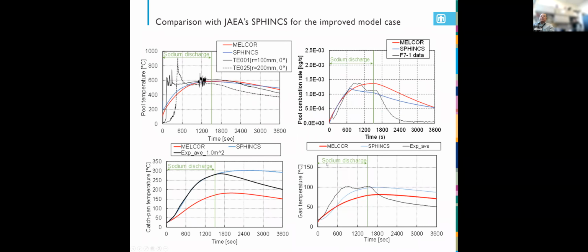Here's the comparison between SPRINT and MELCOR, and the experiment, showing the pool temperature very close, and showing catch pan, of course, a little underpredicted, and then you have the gas temperature and the reaction rate here. You can see the reaction in the experiment was high in the beginning, where the sodium discharge stops at about 25 minutes, and then quickly drops off. I guess this is due to the oxide buildup. And both codes are not predicting that well in this particular simulation.